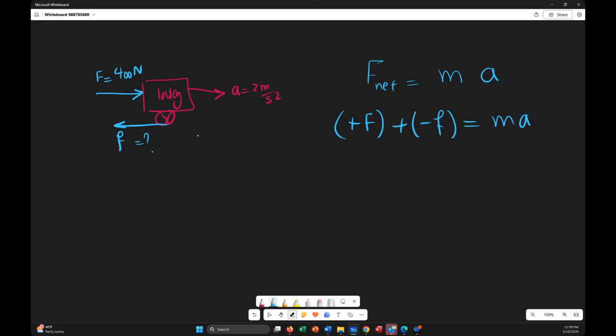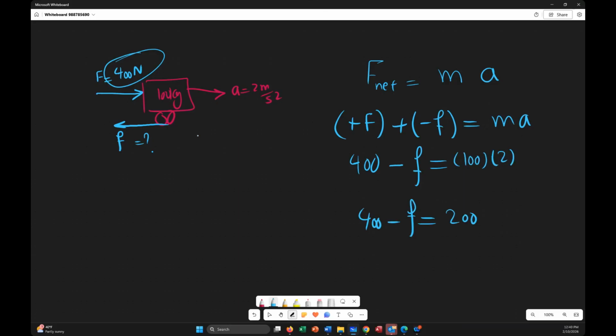What is the force? 400. Positive, negative is negative. Yes? Positive, negative means negative. Okay. So it's going to be friction. Good. Equal. What is the mass? 100. What is the acceleration? 2. Okay. Solve for F. This is going to be 400 minus friction force equal to 100 times 2, 200.